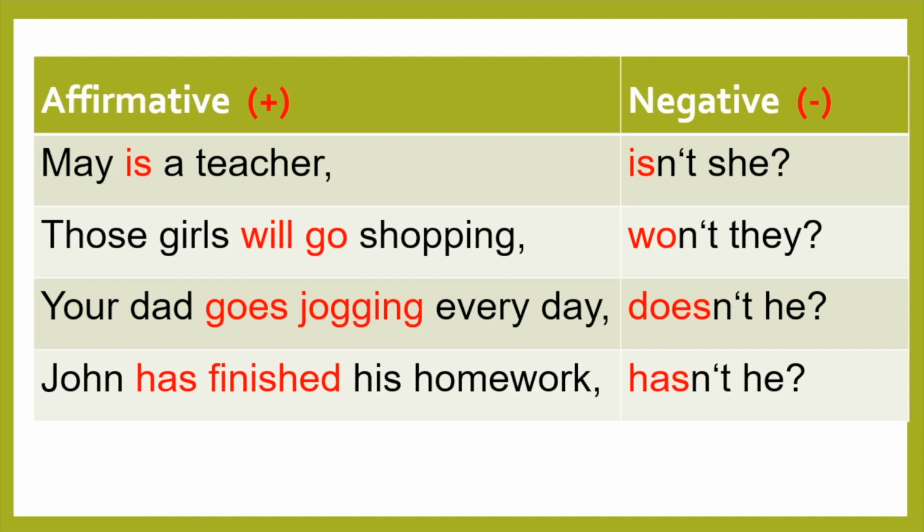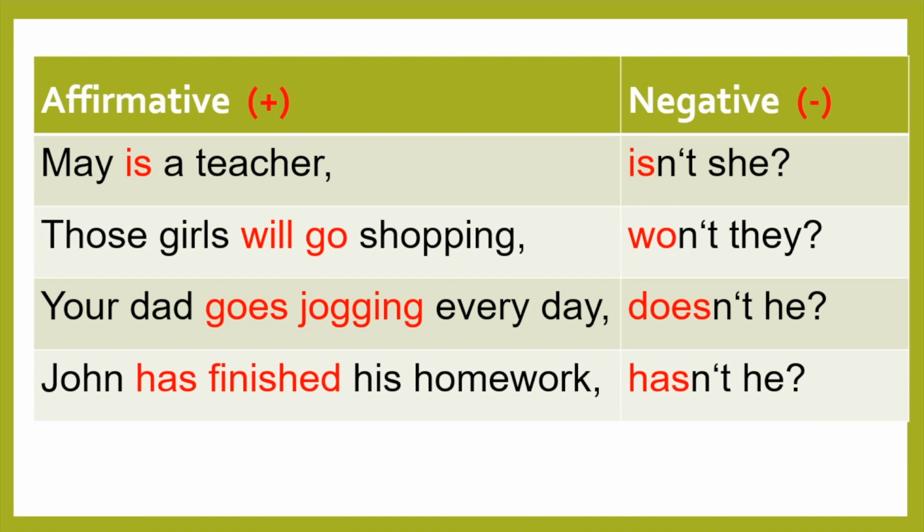And if the main part of the sentence is positive, the tag question is negative. Let's look at some examples. May is a teacher, isn't she? Those girls will go shopping, won't they? Your dad goes jogging every day, doesn't he? John has finished his homework, hasn't he?